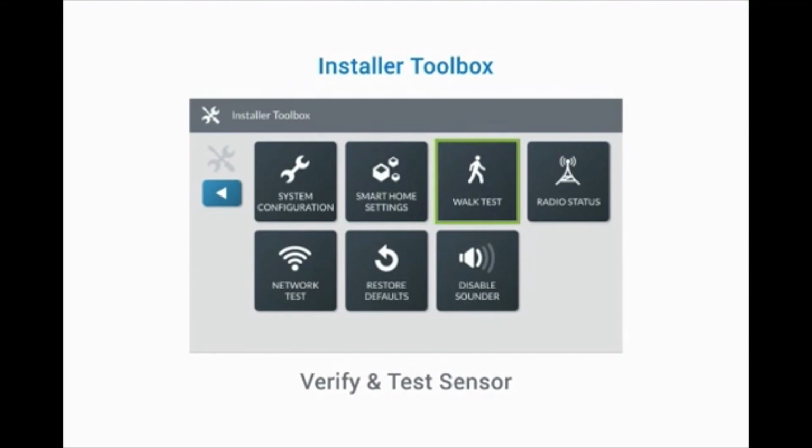Walk test mode tests each sensor, verifying the sensor's estimated signal strength and that each sensor is being received correctly by the GC3. Radio status displays the condition of the GSM or CDMA radio, including the signal strength. Network tests test the broadband connection. Restore defaults will default the selected sections. Disable sounder allows the sounder to be disabled for 30 minutes. After this time, the sounder will automatically be re-enabled.